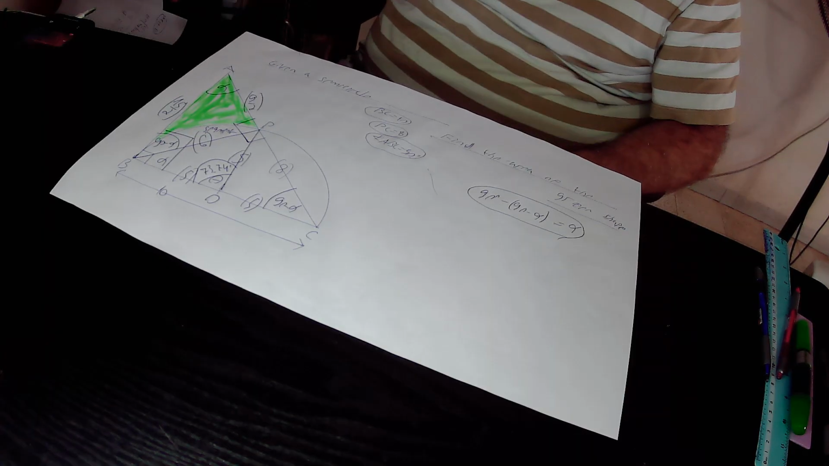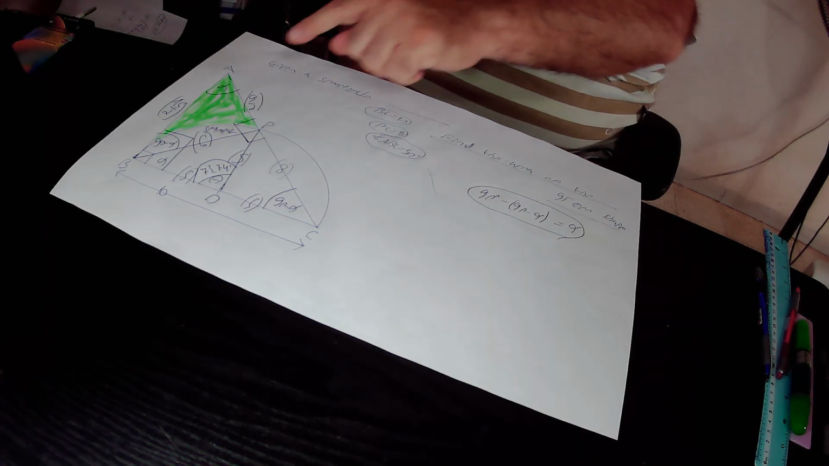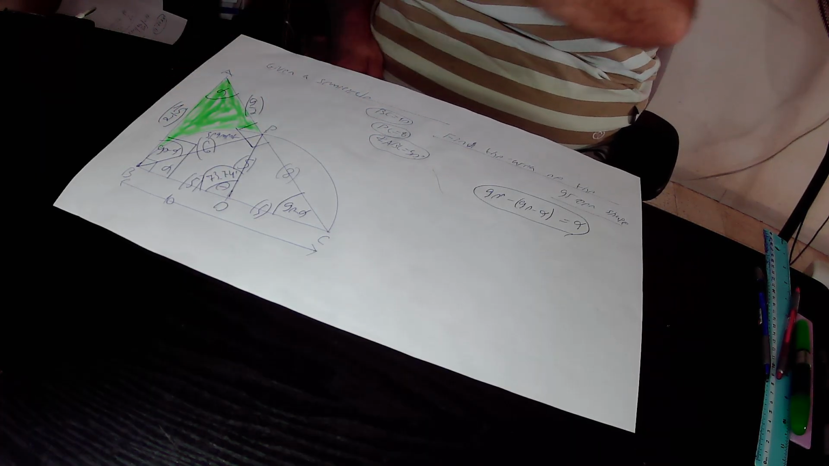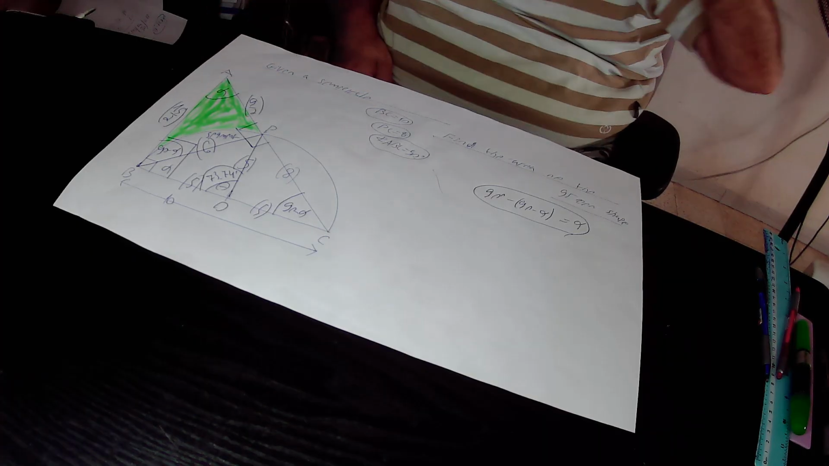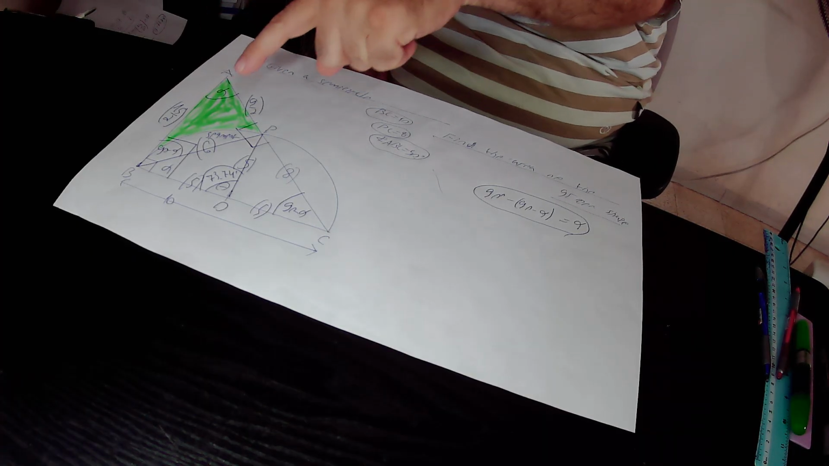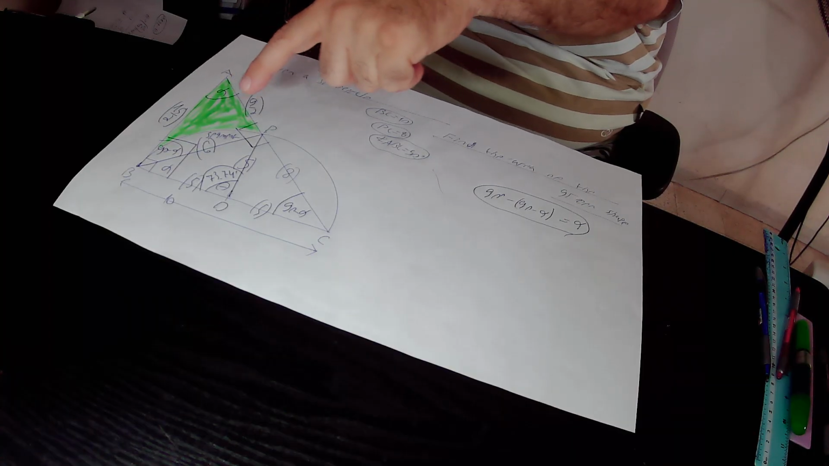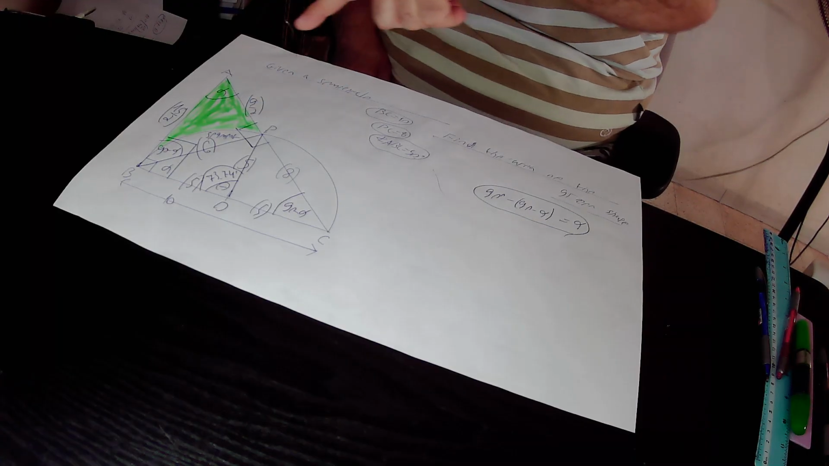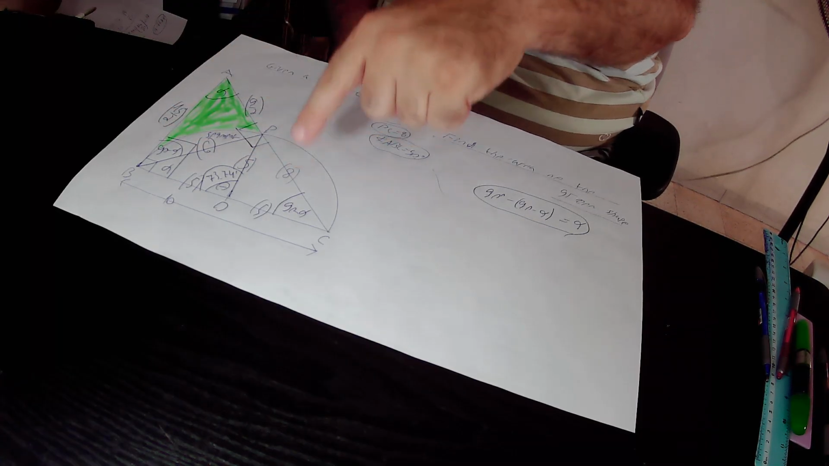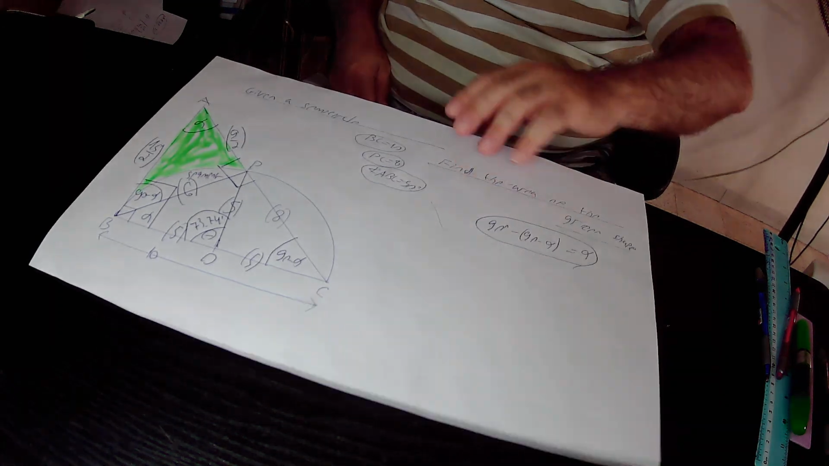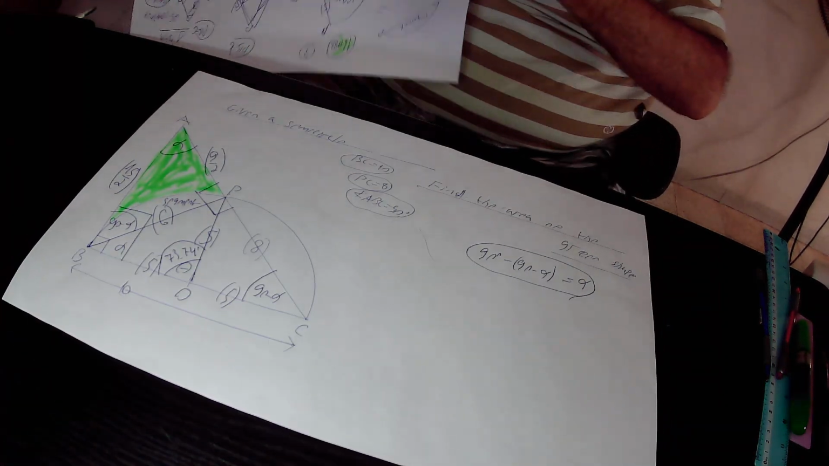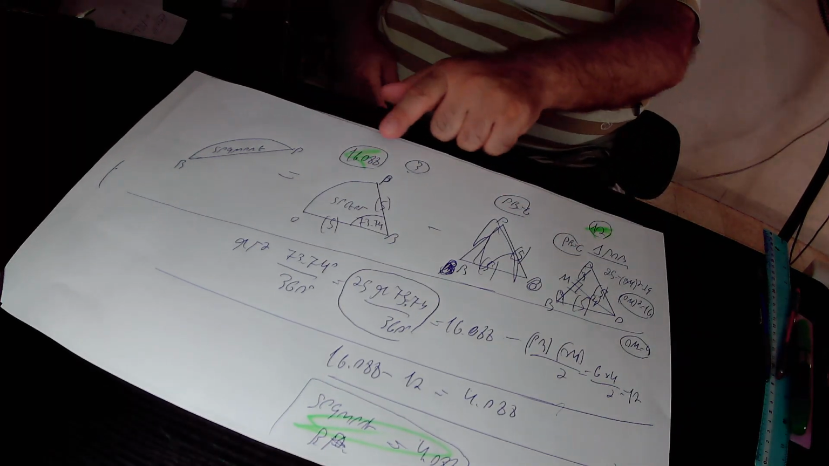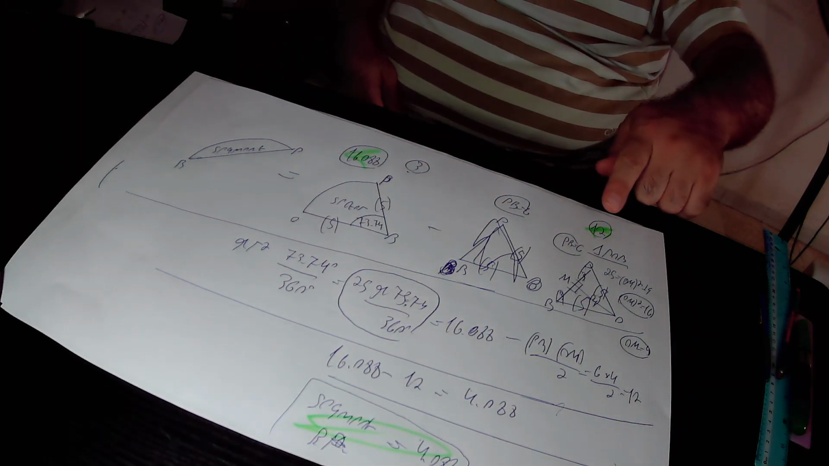Our task is to find the area of this green shape. In order to find it, first of all, we have to find the area of segment VP. What is the area of segment VP? From the drawing, it is very easy to see that the area of segment VP equals the area of sector BOP minus the area of triangle BOP.